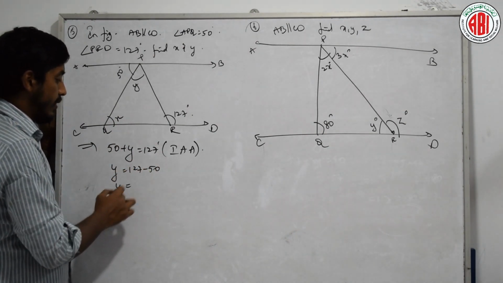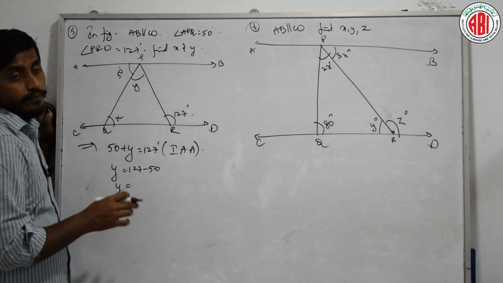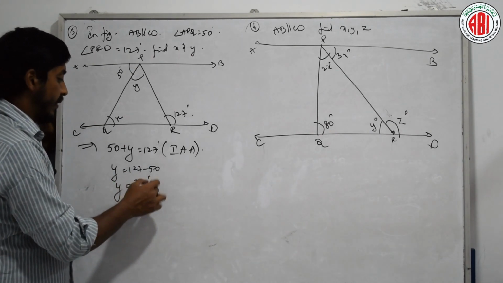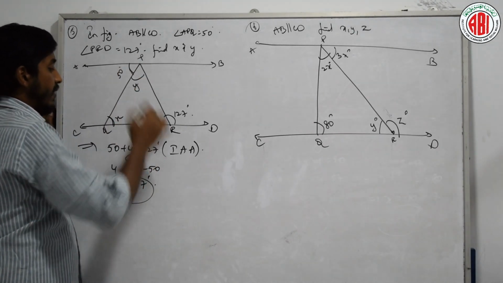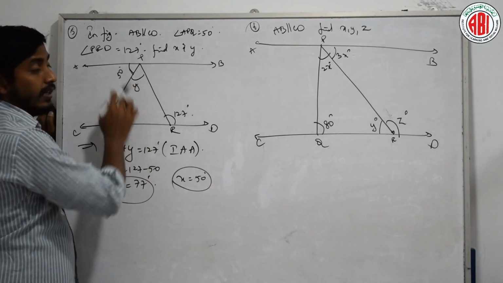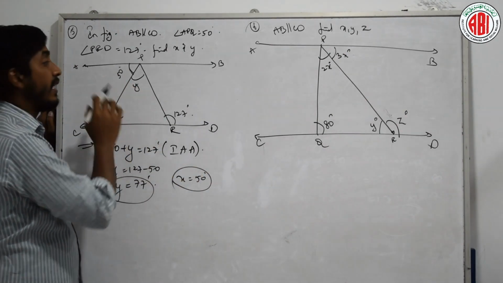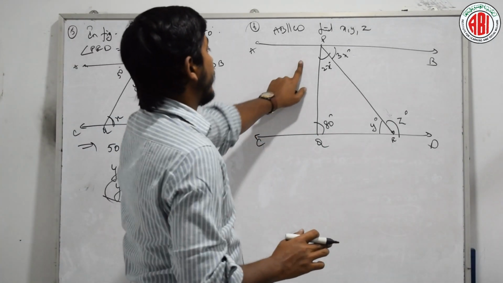How much is it? Tell me. 127 minus 50. 77. Clear? That's it. And if you observe, x is equal to directly 50. Why? Again, interior opposite angles. Clear? Now look at this question.